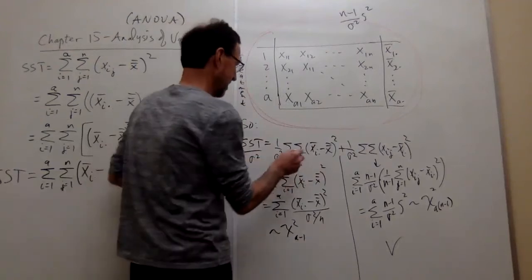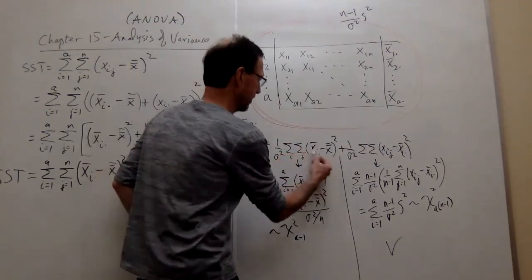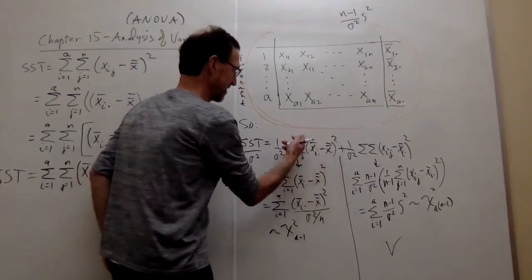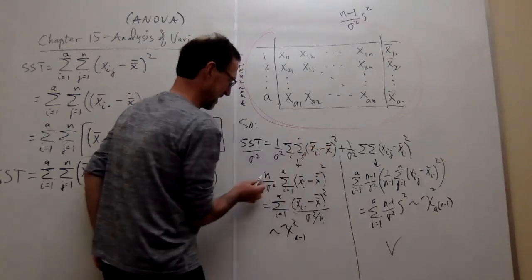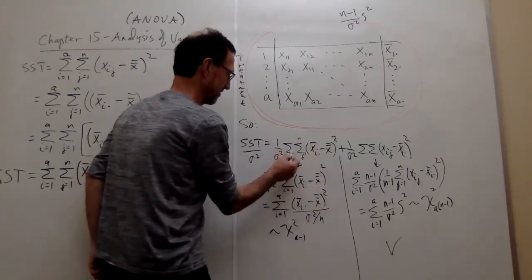Yeah, so this sum is over i, this sum is over j. Notice there are no j's in here, so I can add them up. The j goes from 1 to n, so I'm just going to get n of those guys. Here's my n, and here's the guys. And now we need to sum them from 1 to a.